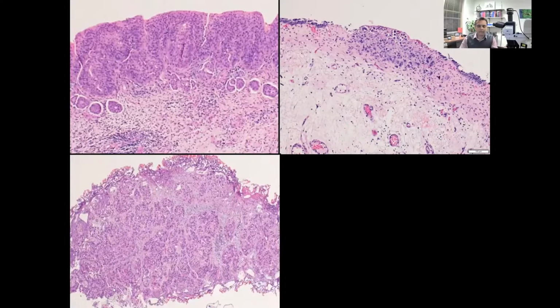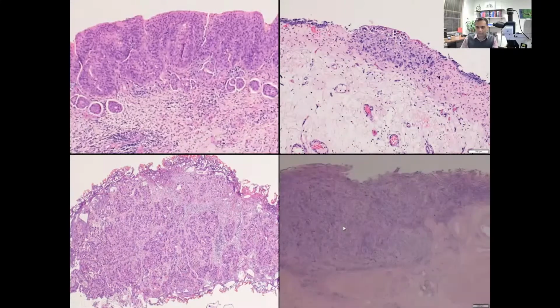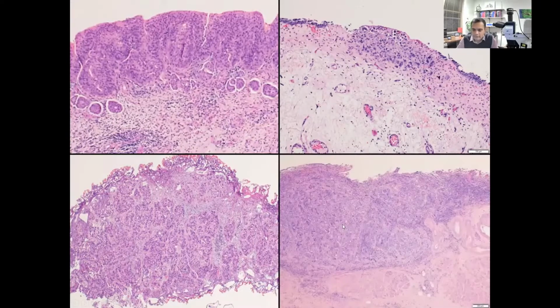Right here, this entire fragment of a TURBT specimen is essentially involved by invasive carcinoma from top to bottom. I don't see any muscle here, so I will assume that this is all lamina propria invasion. And then finally, another example here from a cystectomy specimen, you find that the entire lamina propria is packed to the brim with invasive carcinoma, and it stops just short of the muscularis propria.